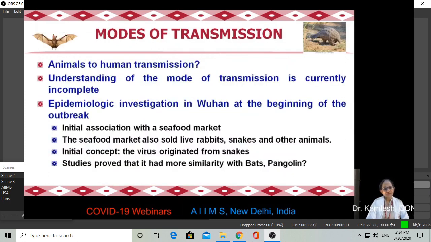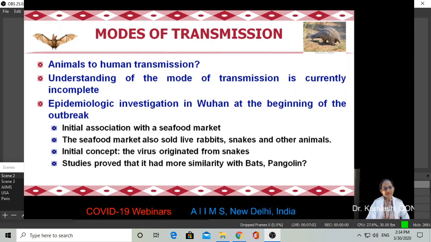Now, what is the mode of transmission? That means, how does the disease spread? There are two theories. It might be spreading from animal to humans or human to humans. But the understanding of this mode of transmission is still not complete. So, based on whatever evidence is available from the earlier experience from China and other countries, for animal to human transmission, initially the association with the seafood market was noticed.